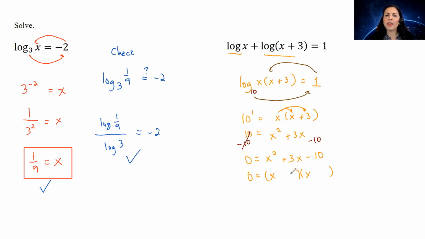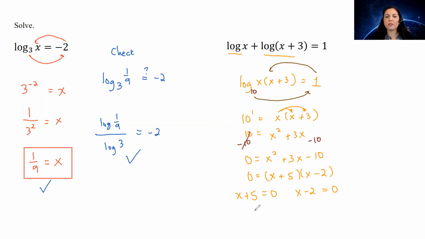Products of 10 could be 5 and 2. And in order to get that positive 3 in the middle, it'd be positive 5, negative 2. When I multiply those values, it'll give me negative 10 at the end. When I add those values, it gives me a 3 in the middle. Perfect. And I can set each of those factors equal to 0 and solve for x.